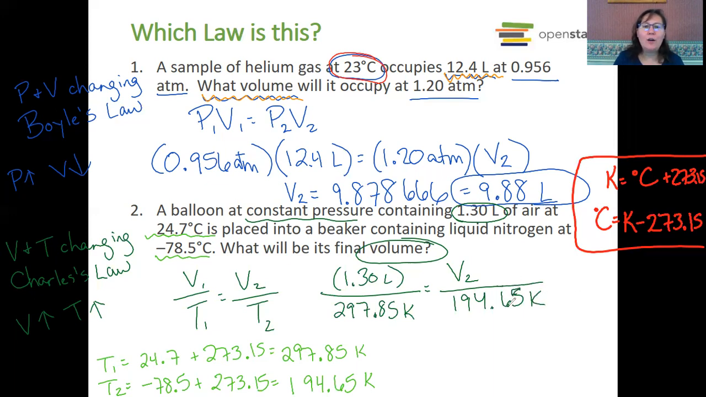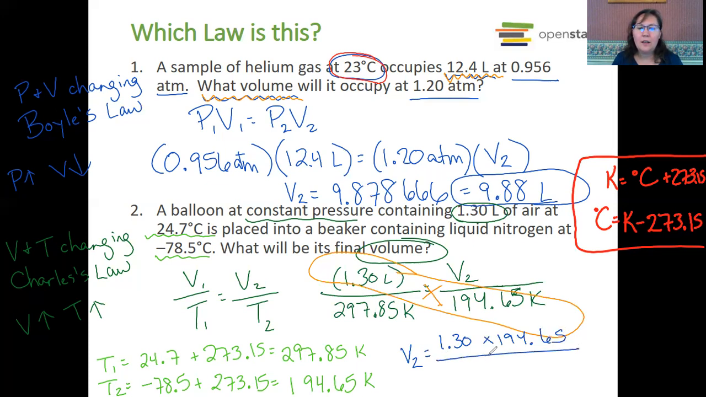Okay. All right, now how do we solve this? Let's review our cross multiplication a little bit. You can draw a circle around these two on the diagonal, and we're going to multiply those and divide by what's left over. So V2 is equal to 1.3 times 194.65 divided by 297.85. Pull out your calculator: 1.3 times 194.65 divided by 297.85.